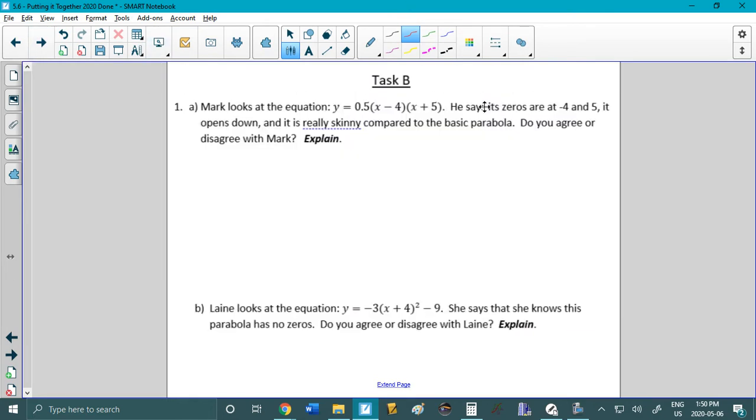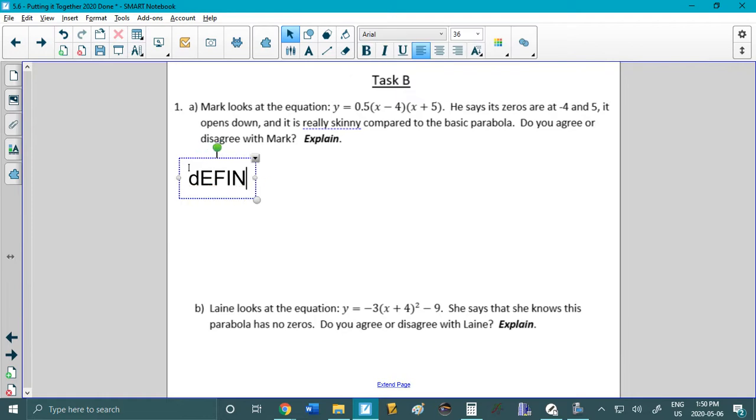All right. Next question. Mark looks at this equation. He says its zeros are negative 4 and 5. It opens down and it's really skinny. Do you agree? Well, definitely disagree.